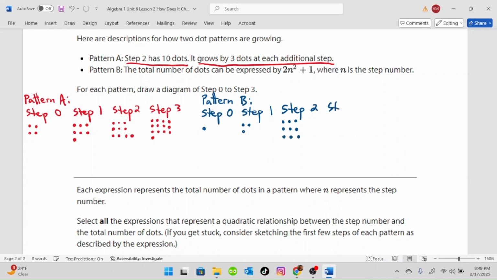And finally, step 3, 3 squared is 9, times 2 is 18, plus 1 is 19. So step 3 is going to have 19 dots. So this is how we can draw the diagrams when they give us the patterns.